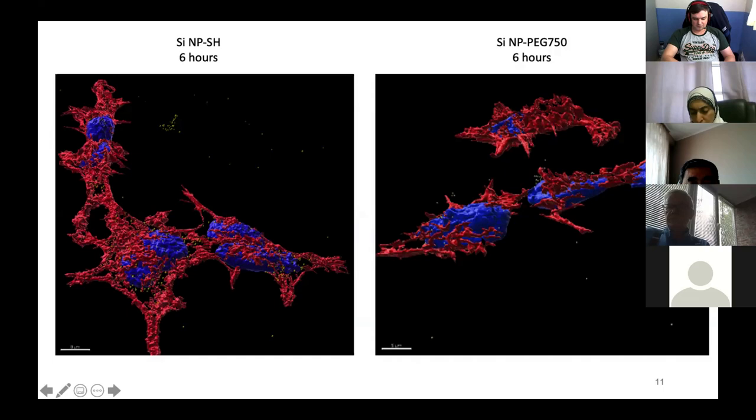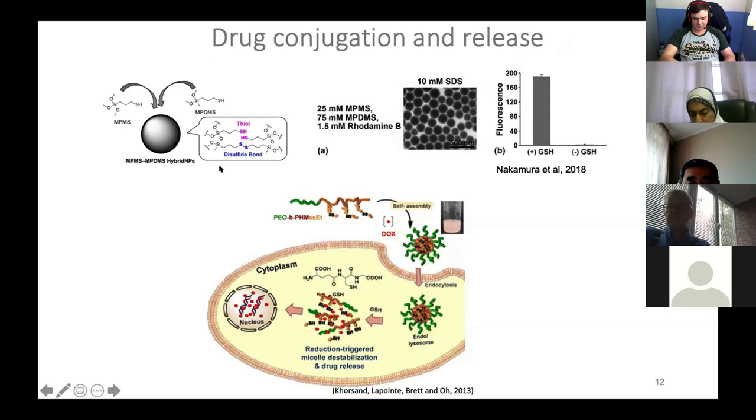So for the future work, we are planning to use glutathione, the antioxidant present in cells, and the concentration of glutathione is much higher in cells and in cancer cells compared to its extracellular concentration. And thus, by the glutathione, we can release the drug that will be attached to our nanoparticles.